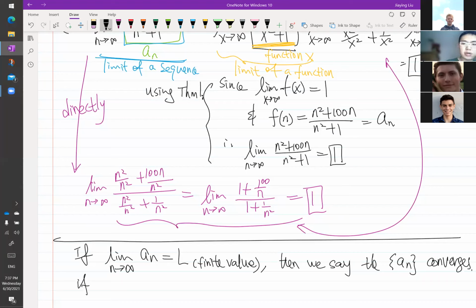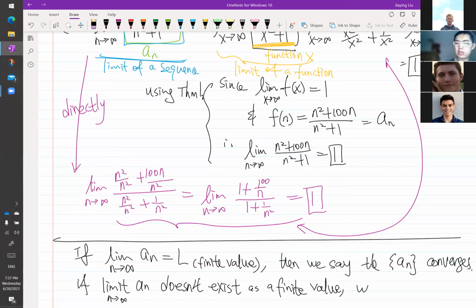And if the limit is not equal to a finite value, or we cannot find the limit, if the limit of a_n as n goes to infinity does not exist as a finite value, doesn't exist or is infinity, we say then the sequence a_n diverges.